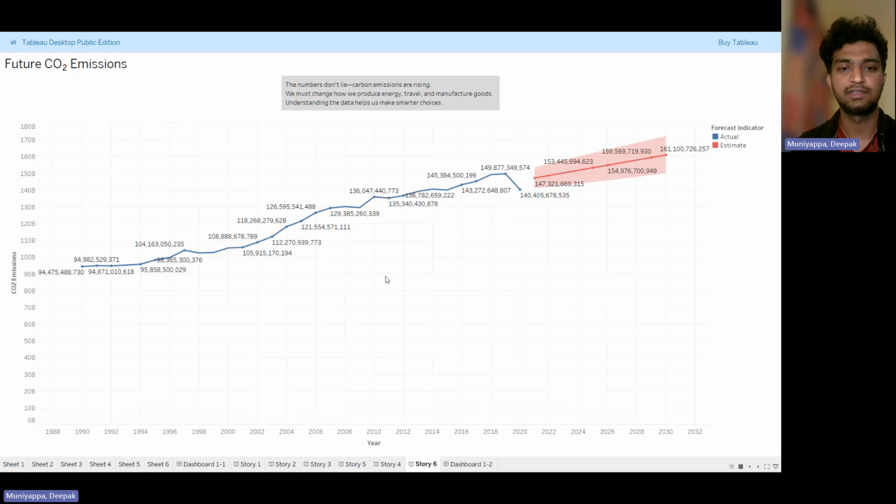So what does all of this tell us? First, emissions continue to rise despite climate policies. Second, energy production and transportation are the primary culprits. And third, while the developed nations have been the biggest emitters, developing nations are catching up quickly. So if we want to slow down climate change, we must invest in renewable energy, improve transportation efficiency, and enforce stricter emission regulations. The data makes it clear. Without immediate action, emissions will continue to grow, and climate change will become an even greater threat to our planet.